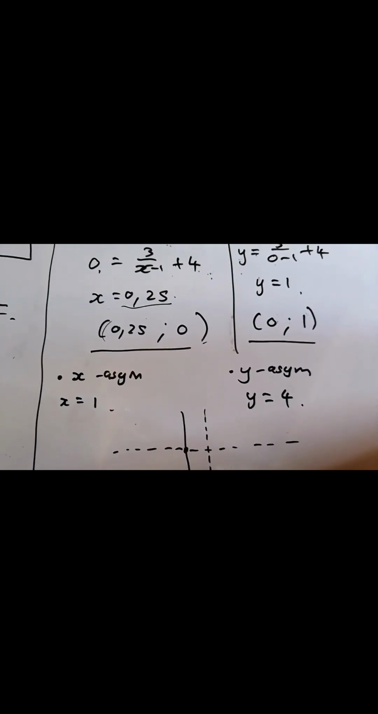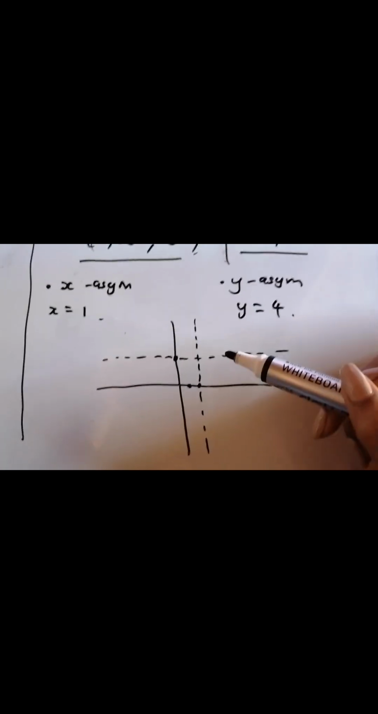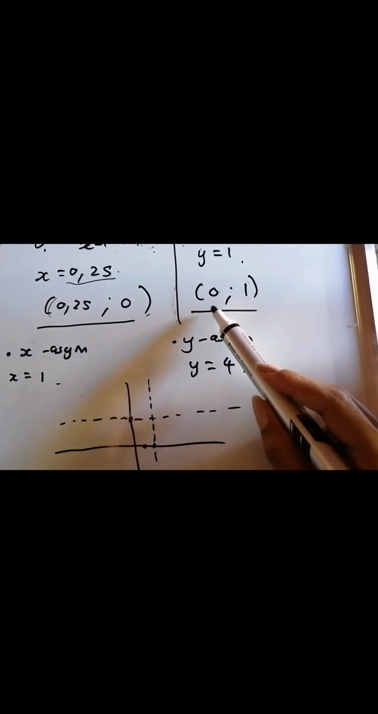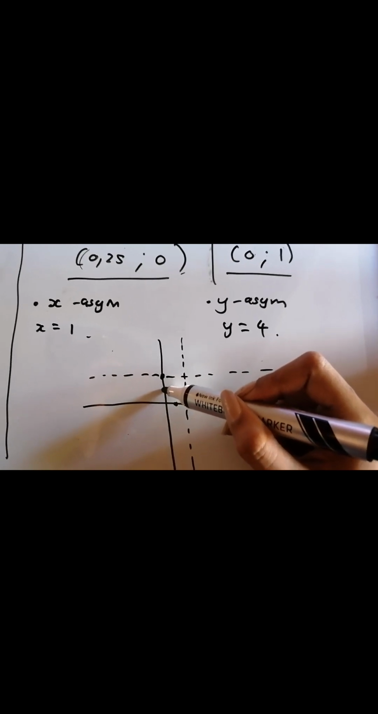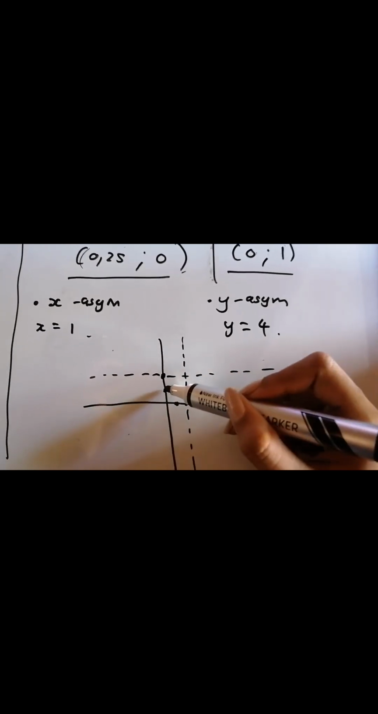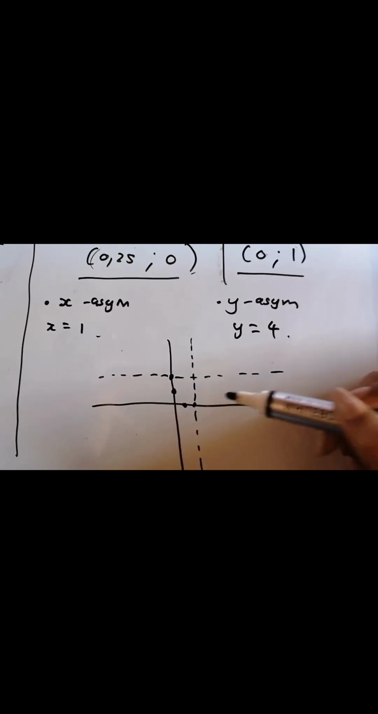Okay, now what were your coordinates, your x and y intercept? So my x-intercept was 0.25 and 0. So 0.25 should be around here. And then my y-intercept was 0 and 1. So on the y-intercept, 1 should be around there. Okay, now you plotted these two dots.